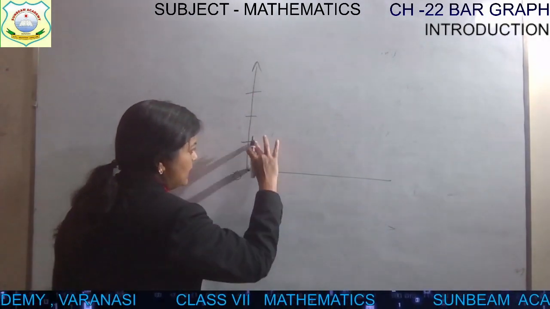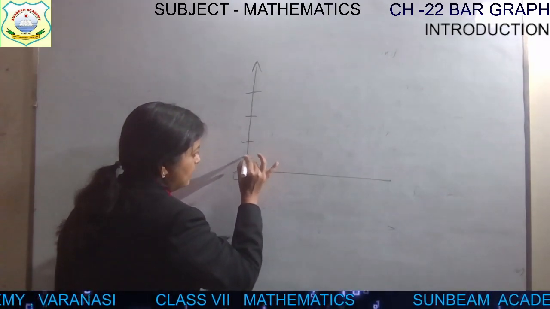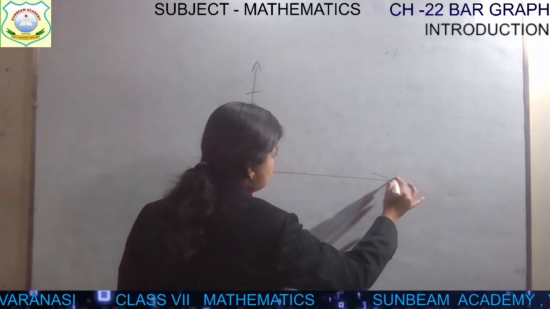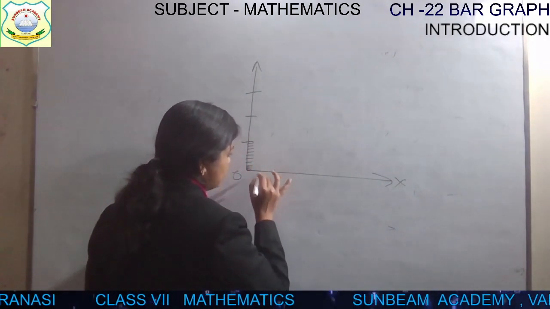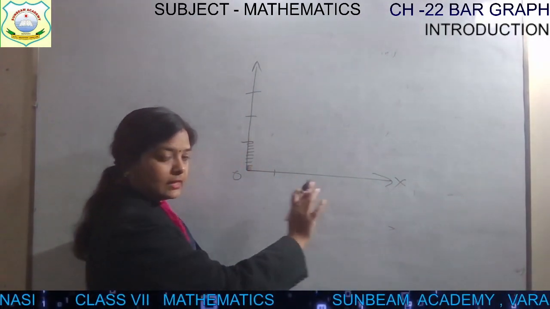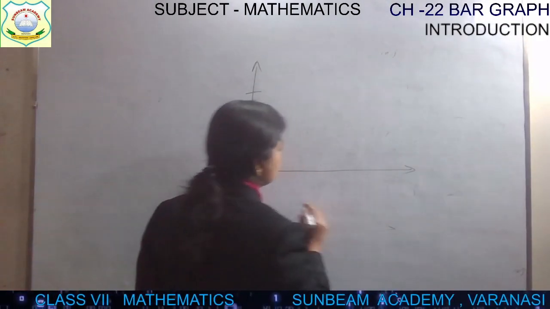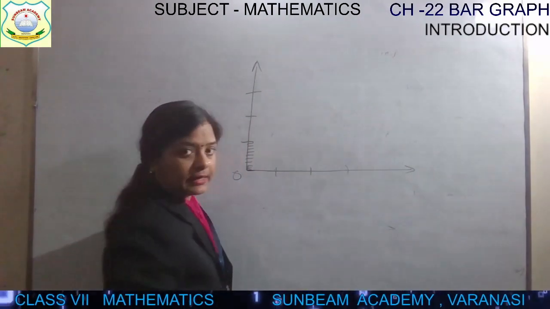So each unit is divided into 10 equal parts. Okay. And this is the x-axis. Here also, each one is divided into 10 equal parts. But we never take this, right? We take it as the category axis. So we will plot categories here.